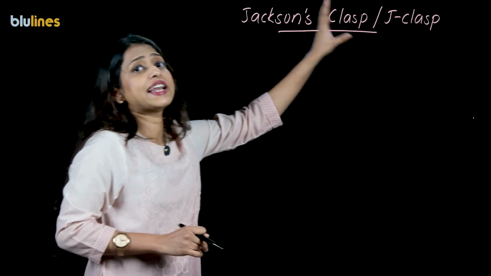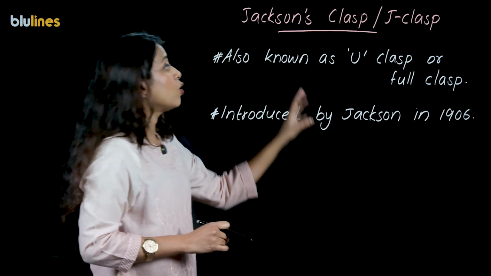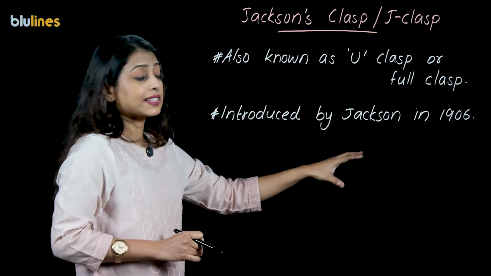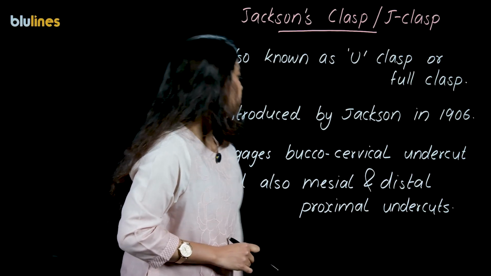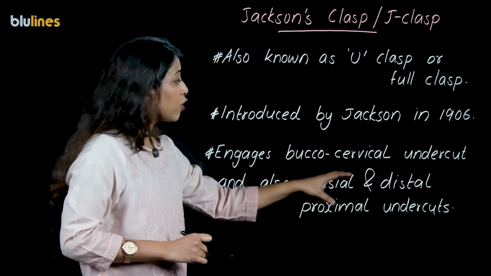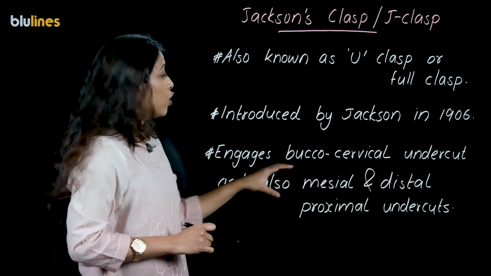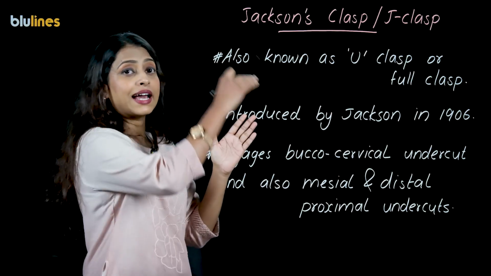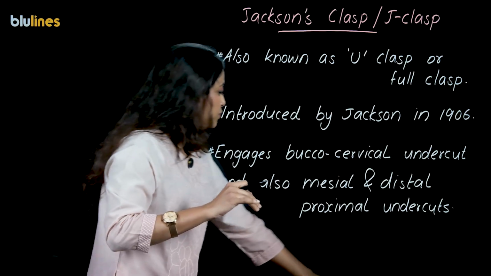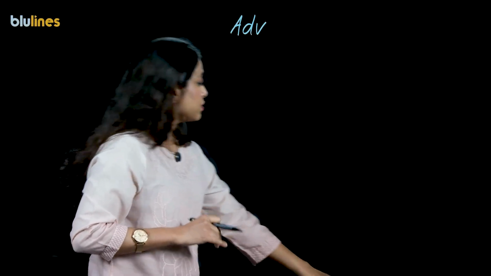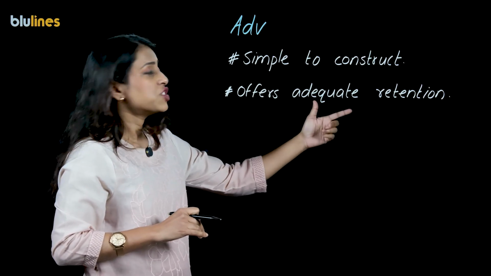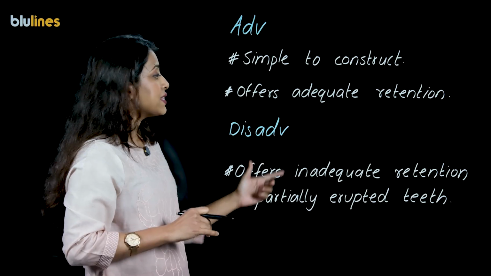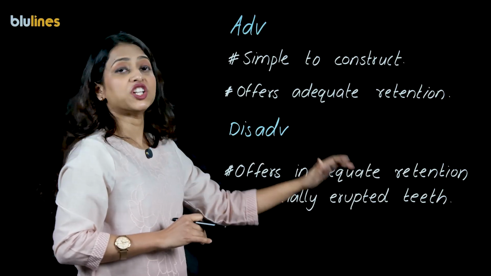Jackson's clasp or the J-clasp. Now, this is also known as the U-clasp or full clasp. It was introduced by Jackson in 1906. It engages the buccocervical undercut and also the mesial and distal proximal undercuts, because it's a full clasp, so it engages all four undercuts. Advantages? Again, it's simple to construct and offers adequate retention. And the disadvantage here is it offers inadequate retention when used on partially erupted teeth.